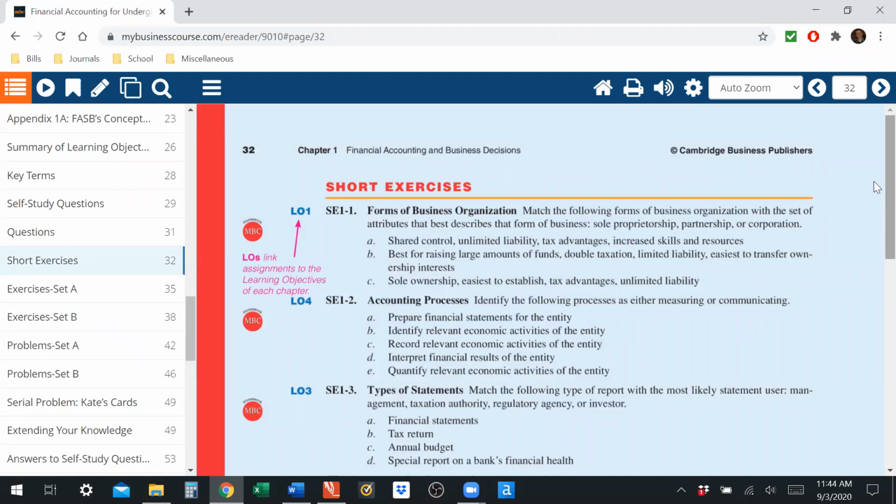So the 3 forms of business organization we talked about on Tuesday were sole proprietorship, partnership, or corporation. So A: shared control, unlimited liability, tax advantages, and increased skills and resources. Which of those 3 forms of business is best described by those attributes? You guys can put in the chat if you want to. You guys are saying partnership. Yes, good.